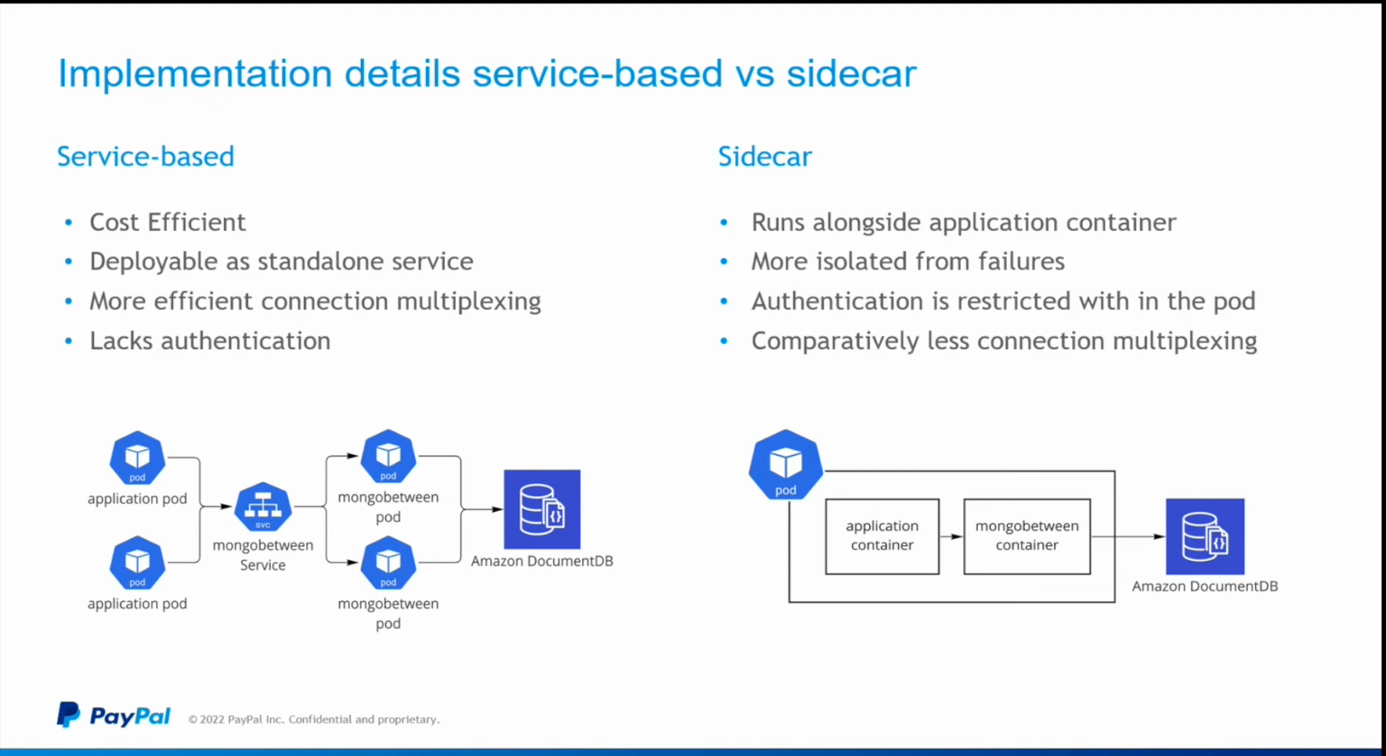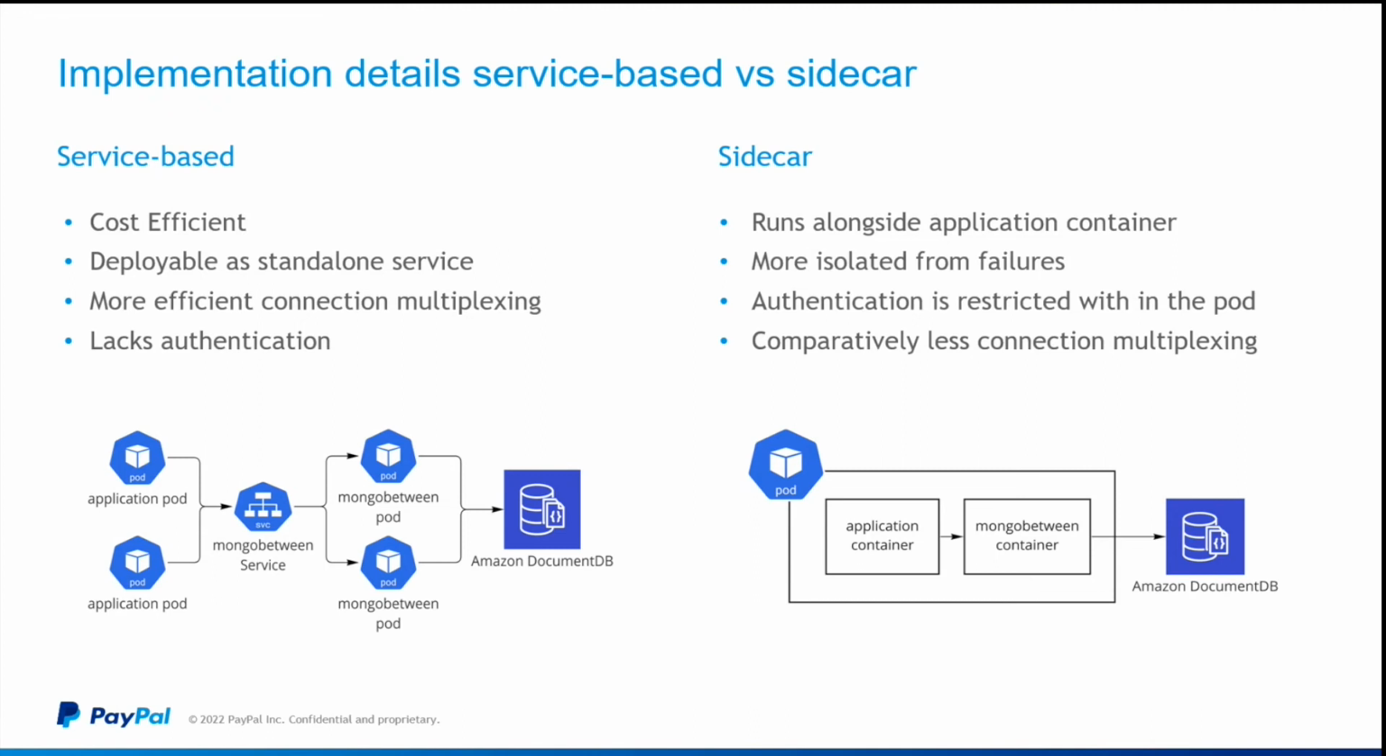One major disadvantage with this approach that we discovered was it lacks authentication. What that means is Mongobetween, when it starts up, connects with the credentials configured on the Mongobetween pod. If a connection is already created on Mongobetween pod, anything outside, like any application pod, can connect to Mongobetween service and then query DocumentDB without providing any credentials. So that is a major disadvantage.